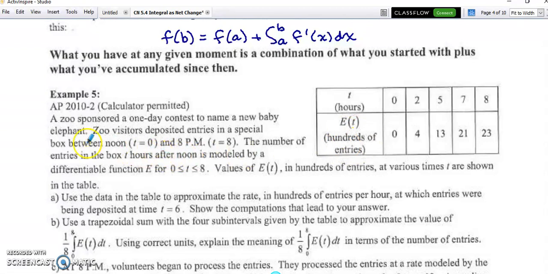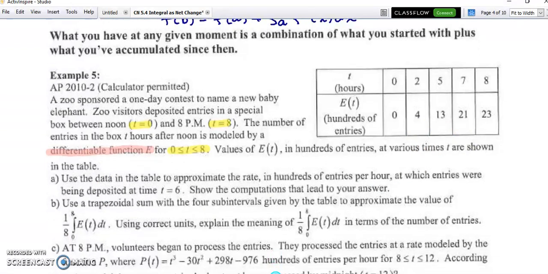Then we're looking at the interval between noon and 8, again setting up the idea of a closed interval. Notice they also tell you that this quantity function E of t is differentiable, so we can use that to get the conditions we need for our theorems. They gave us the values of E of t in hundreds of entries. Pay attention to that: this is 400 entries, this is 1,300 entries, 2,100 entries, 2,300 entries. Make sure you pay attention to the fact that those are hundreds of entries.